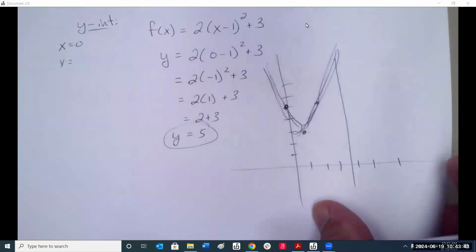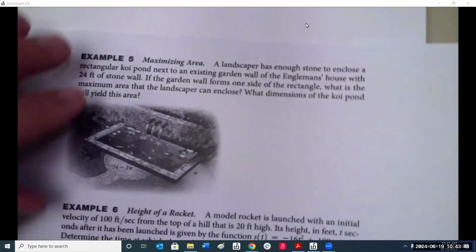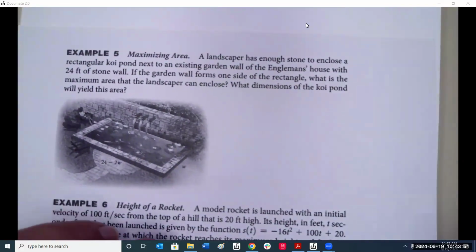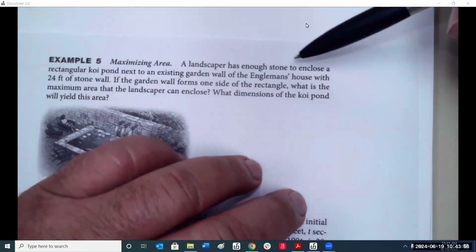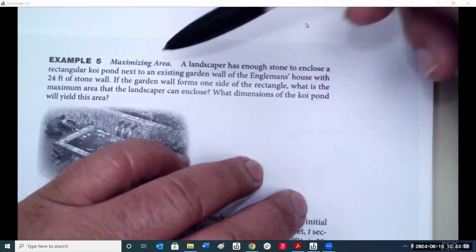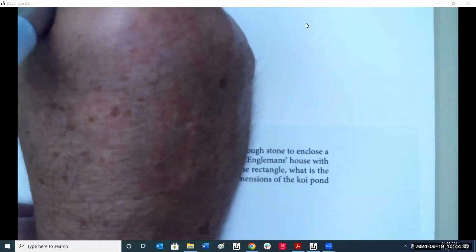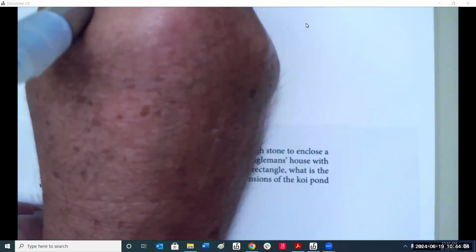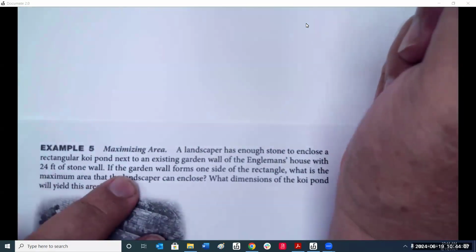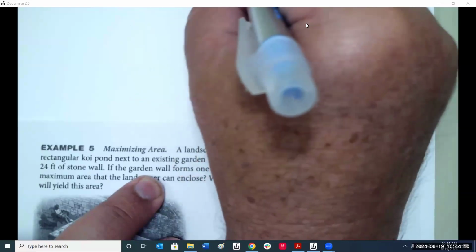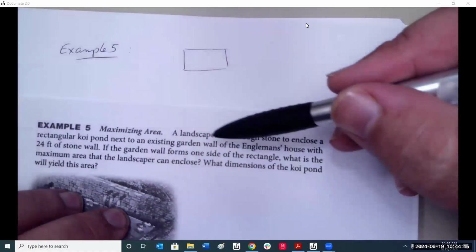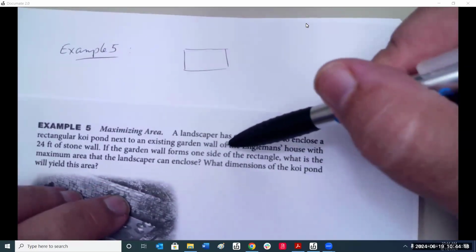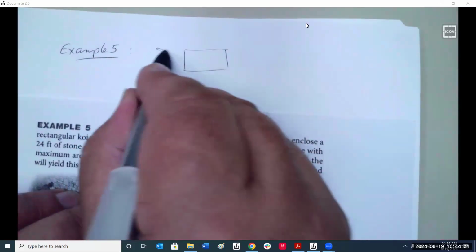All right, let's look at the word problems. Number 5, maximizing area. This is a real world application. A landscaper has enough stone to enclose a rectangular koi pond. This is example 5. So he wants a rectangular koi pond. Looks like that. To an existing garden wall. So there's going to be a wall.